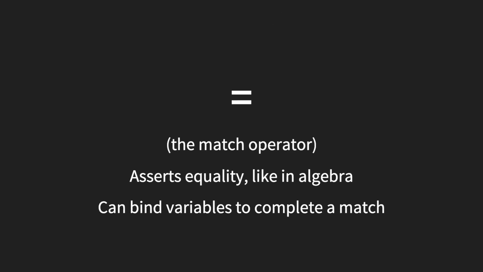So here's what I want to talk about today, the equal sign, which is the match operator, and it asserts equality. So the equal sign can be used to assign a variable or bind a variable, but that's sort of a side effect of making a match complete. So I'll go into what that means as we go through examples here.